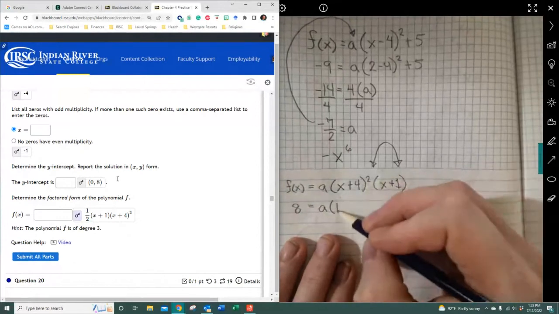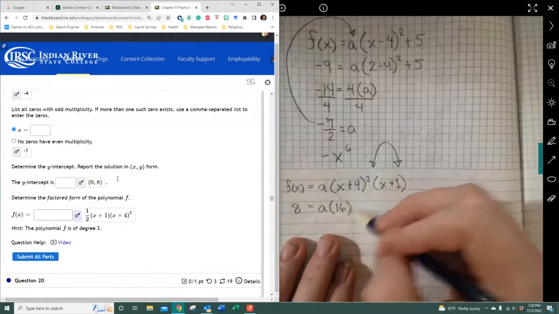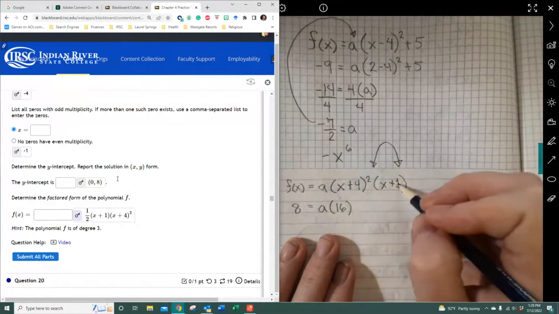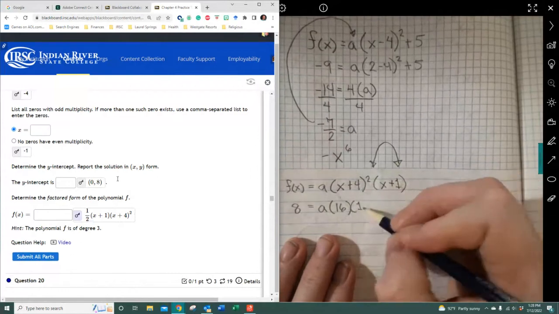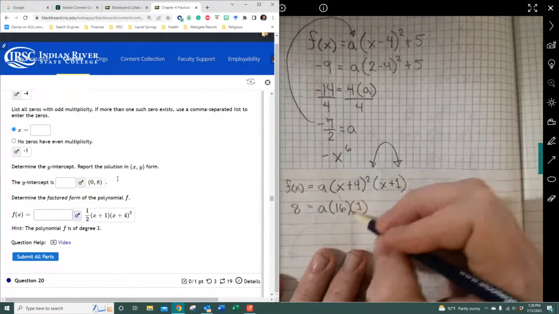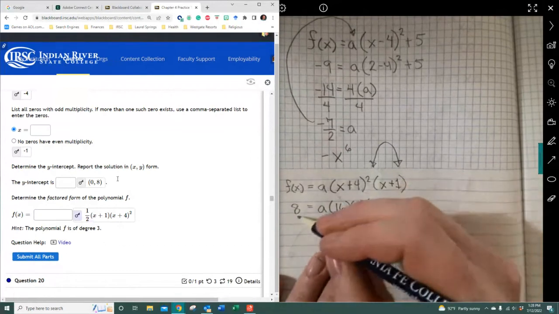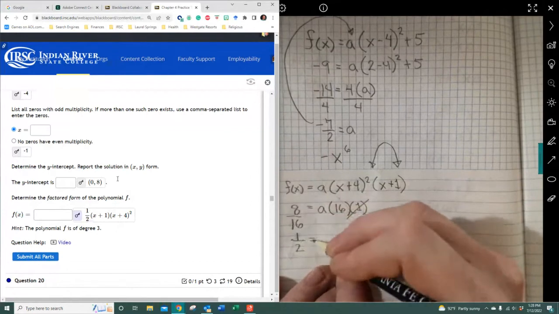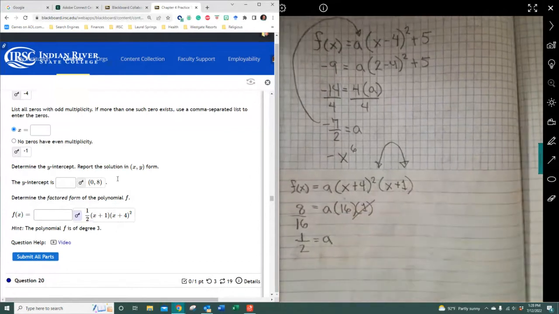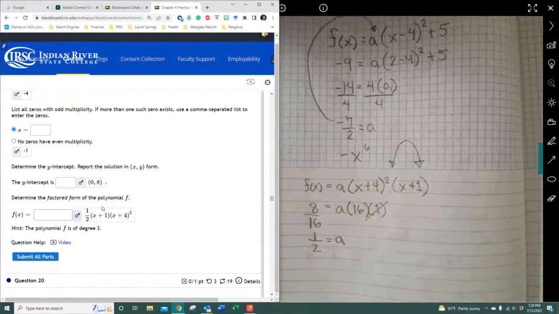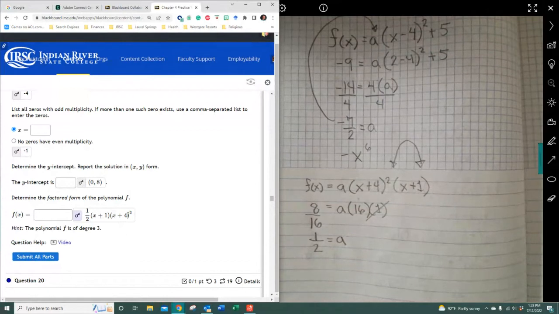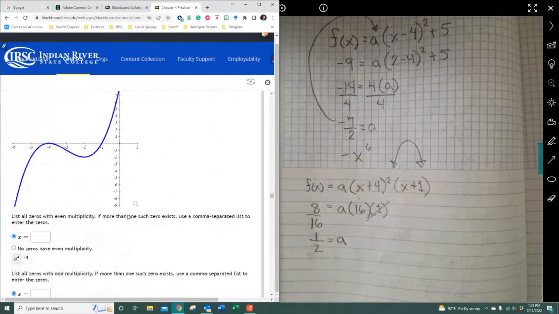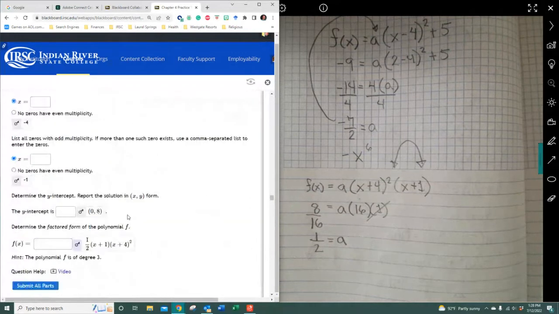So 4 squared is 16. And then we put in 0 here, that's 1. And 1 times anything is itself, so we don't even care about the 1 anymore. But then we divide both sides by 16, and there's the 1/2. That's how we get 1/2 for our A value, because we have to put it in that form. That's the form we needed.